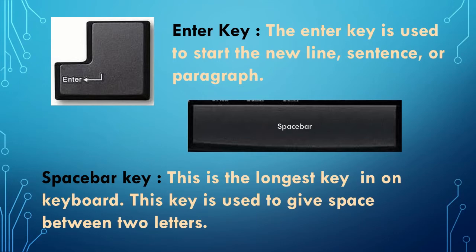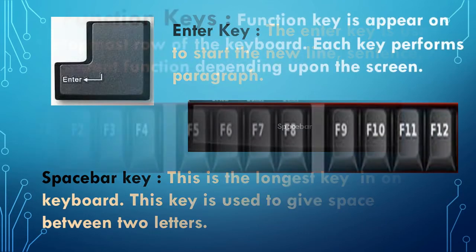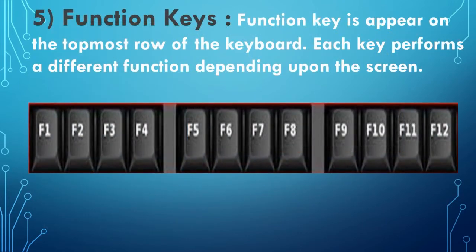Now our last type of keyboard keys is function keys. There are 12 function keys on the keyboard. These keys appear on the topmost row of the keyboard. Each key performs a different function. It depends upon the screen.